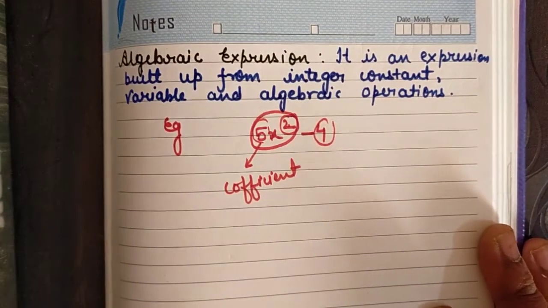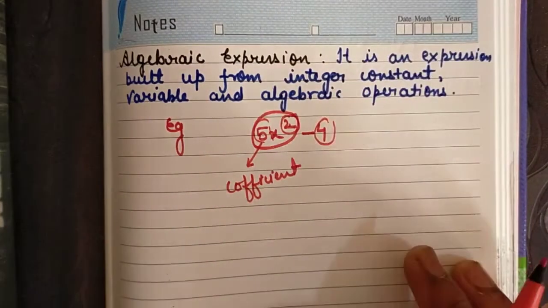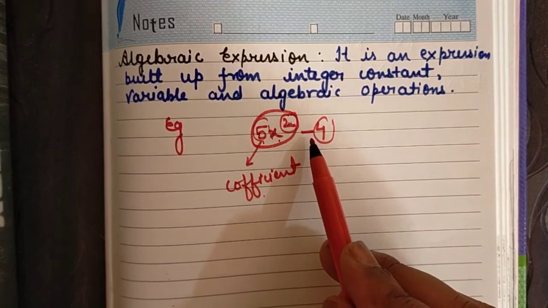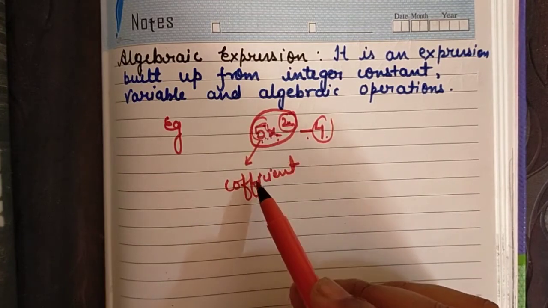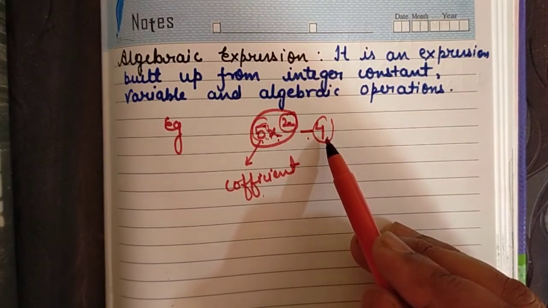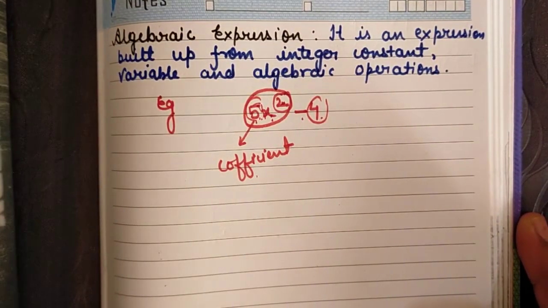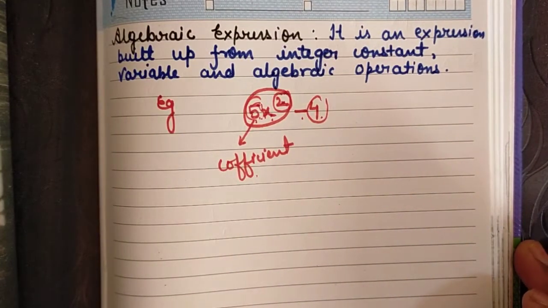Now, what is an algebraic expression? It is an expression which consists of variables and constants combined using algebraic operators. Some examples of an algebraic expression are 5x raised to the power 2 minus 4, where x is raised to the power 2, 5 is considered the coefficient, and 4 is a constant. In simple terms, when we combine a number of terms, that is what we consider an algebraic expression.